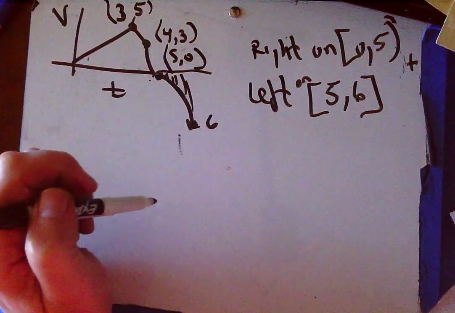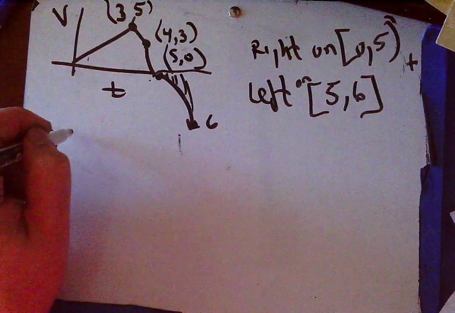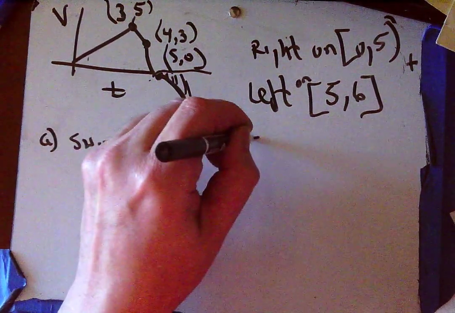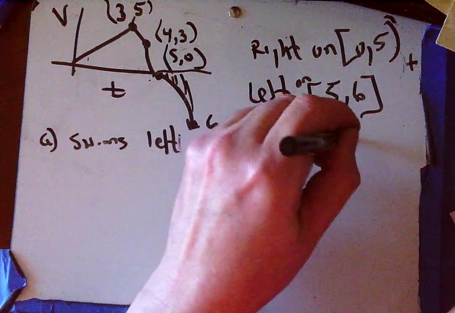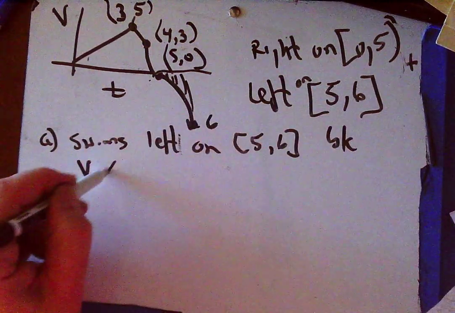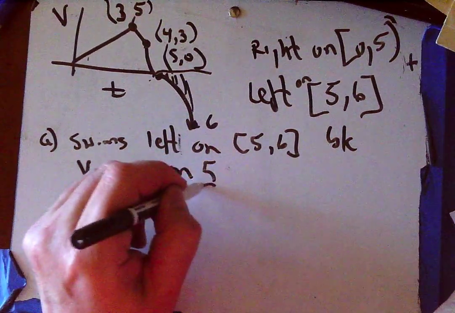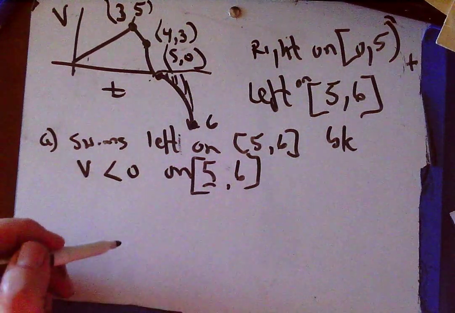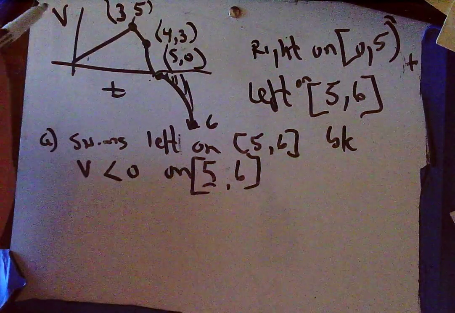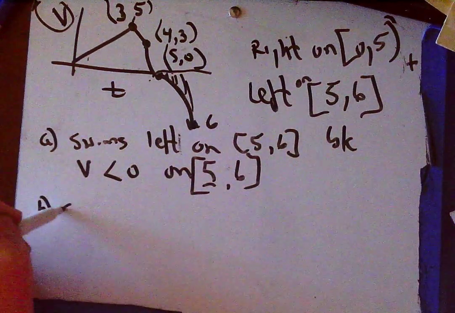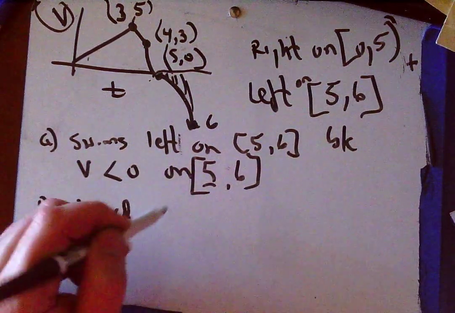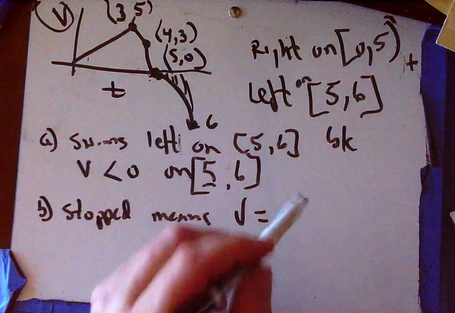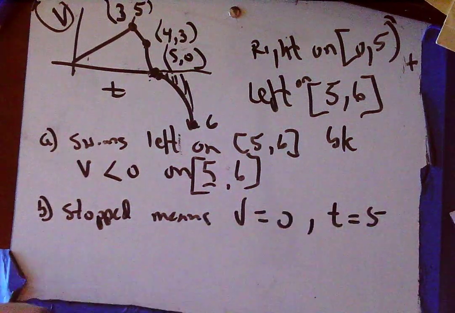Okay, the fish swims left on 5 to 6 because velocity is less than 0 on 5 to 6. All right, part B, when is the fish stopped? Well, this is a velocity graph. Stopped means V equals 0. And that happens here, T equals 5.